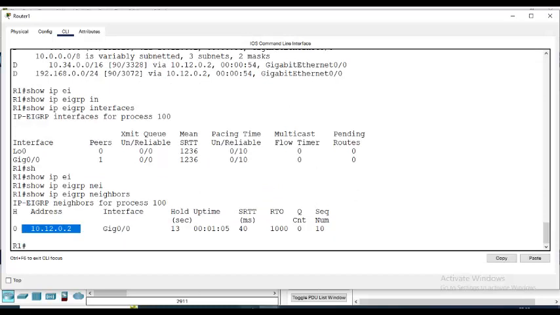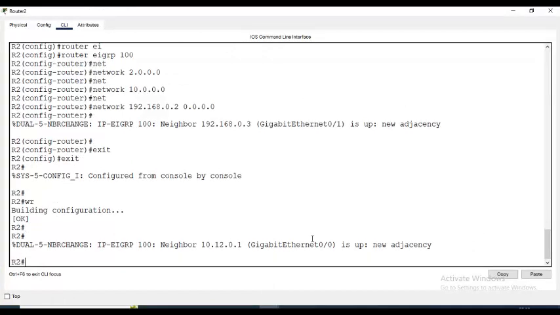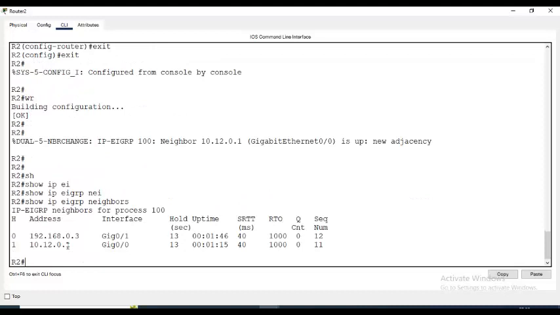How many neighbors should router 2 have? 2 neighbors. Let us check. Show ip eigrp neighbor. There are 2 neighbors. One is router 1, the other one is router 3. This 0 means first neighbor. We configured router 3 first, after that we configured router 2 and then router 1. This is what I was talking about, smooth round trip time. For router 2 to talk to router 3, it takes 40 milliseconds.